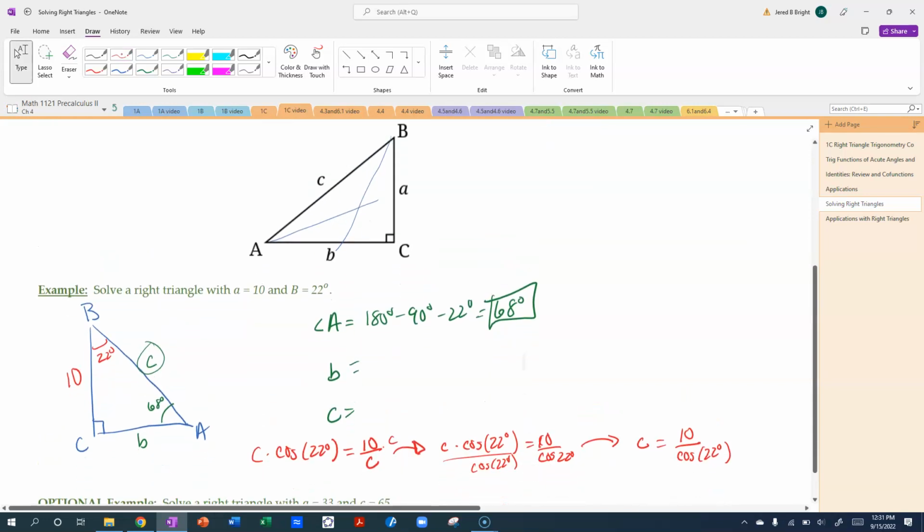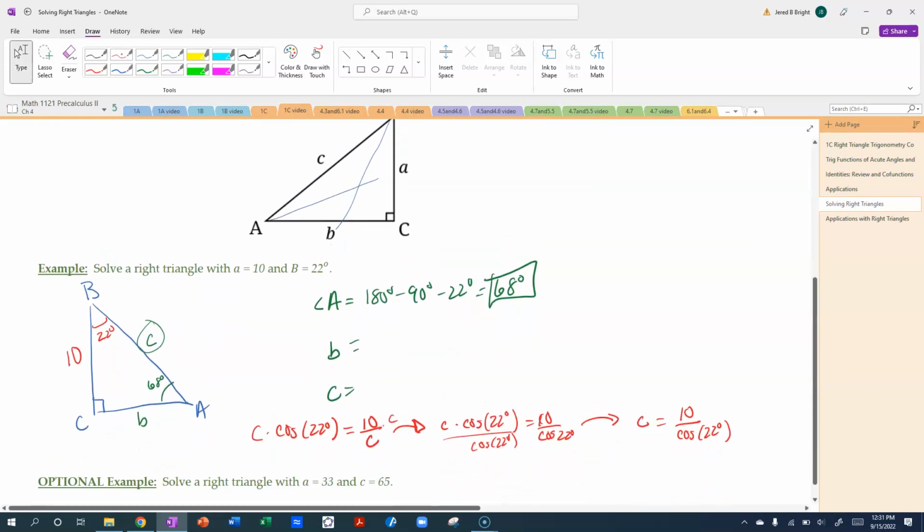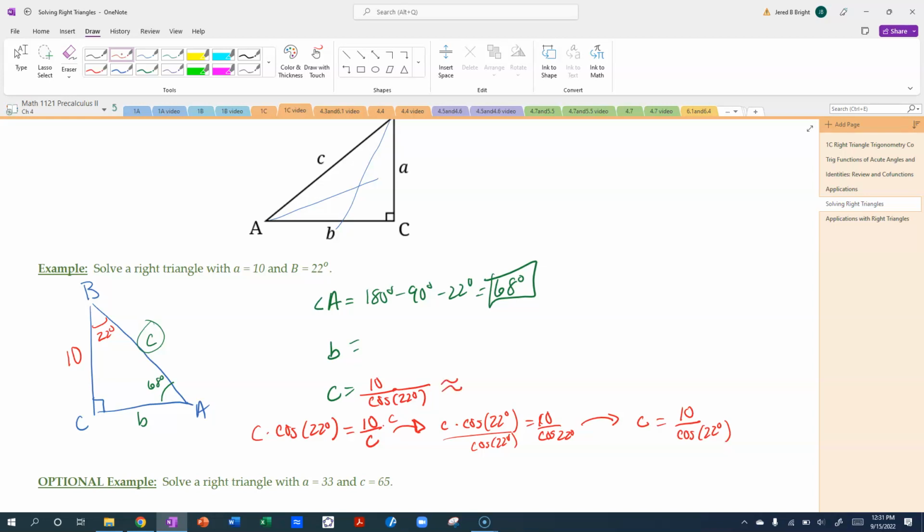It doesn't say to round my answer or anything, so I'm going to leave it as 10 over cosine of 22 degrees. For simplicity right now, let's say we're going to round. If I round, I should use double squiggle lines for approximately. This is about 10.8. Just for a point of reference.